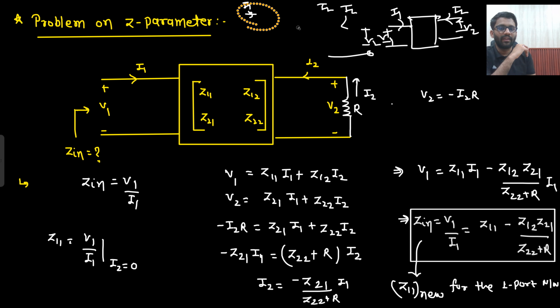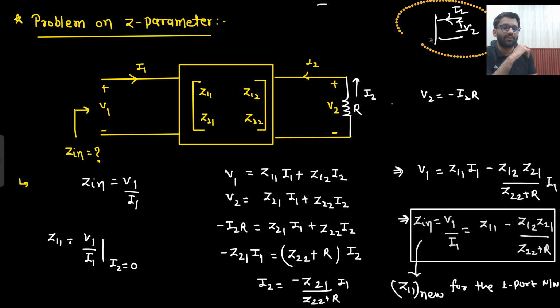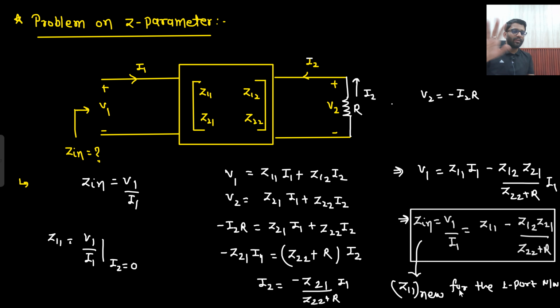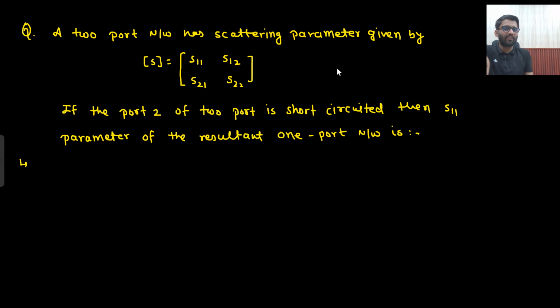This term you might not have heard in network analysis, but this kind of question was asked in your GATE examination. Let me show you. What was asked here? I just found V1 by I1, and that V1 by I1 that I got, I am calling the new Z11 for the one port network shown. Why one port? Because this has become a one port now. The same language was asked in GATE 2014.